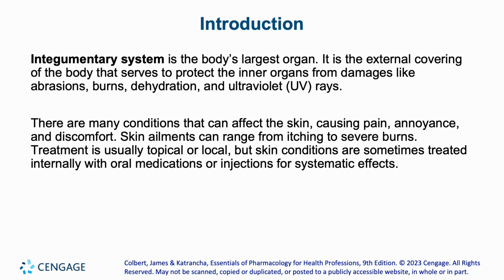Introduction. Integumentary system is the body's largest organ. It is the external covering of the body that serves to protect the inner organs from damages like abrasions, burns, dehydration, and ultraviolet UV rays. There are many conditions that can affect the skin, causing pain, annoyance, and discomfort. Skin ailments can range from itching to severe burns. Treatment is usually topical or local, but skin conditions are sometimes treated internally with oral medications or injections for systemic effects. So remember, local is just in one area, systemic affects the whole body.